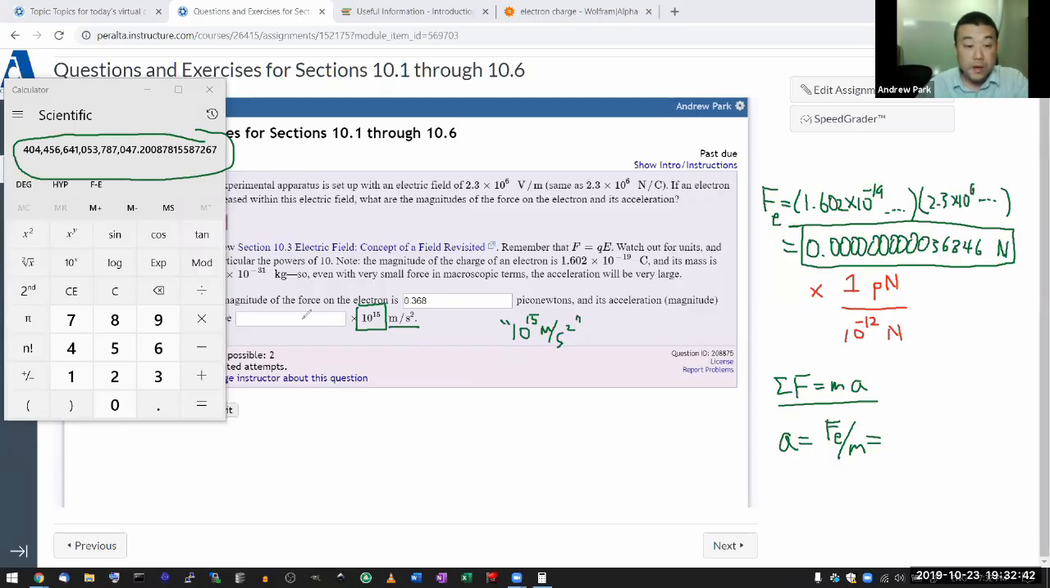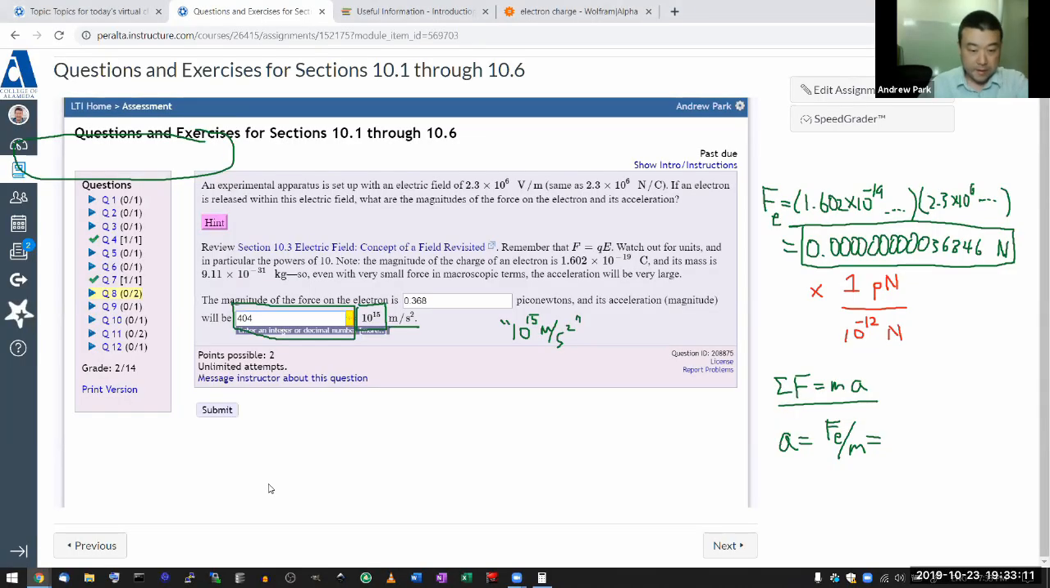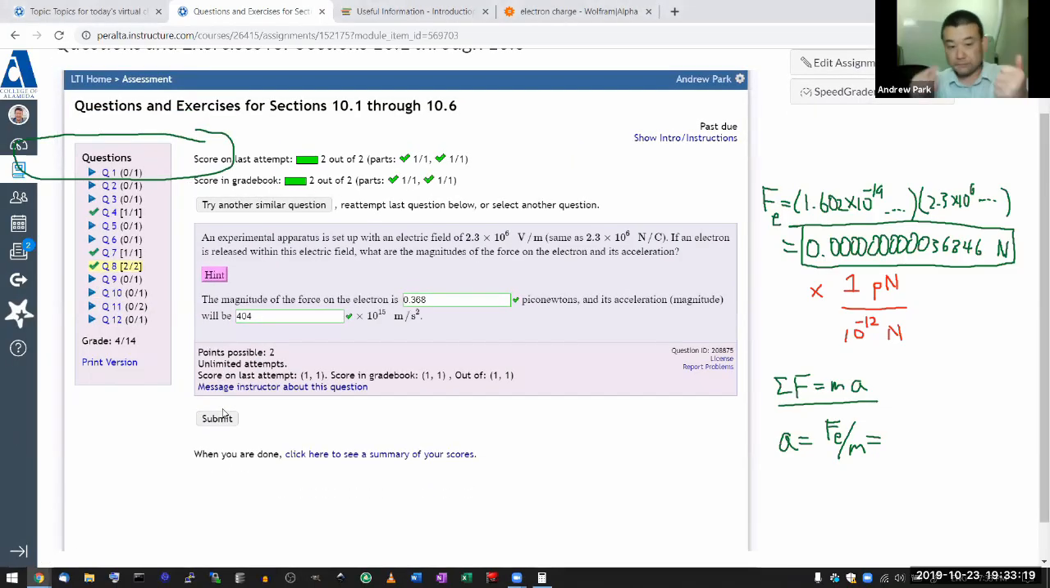So one way to get what should be going on here is to just divide by 10 to the power of 15. So let me do that. I have divided by 10 to the power of 15. That gets me 404 times 10 to the power of 15. Okay, so let me put in 404, and I should be done. Let's check. Clicking submit. All right, that's it.